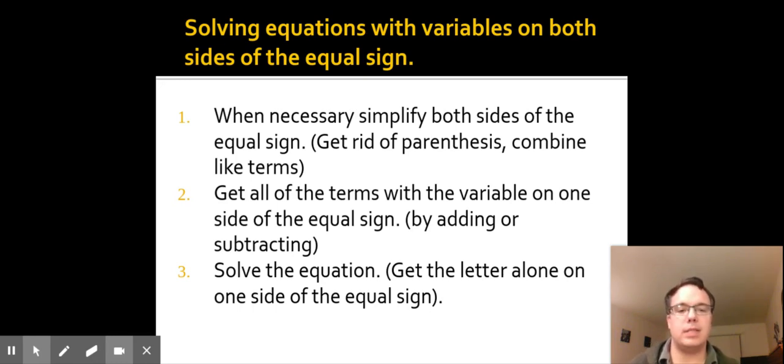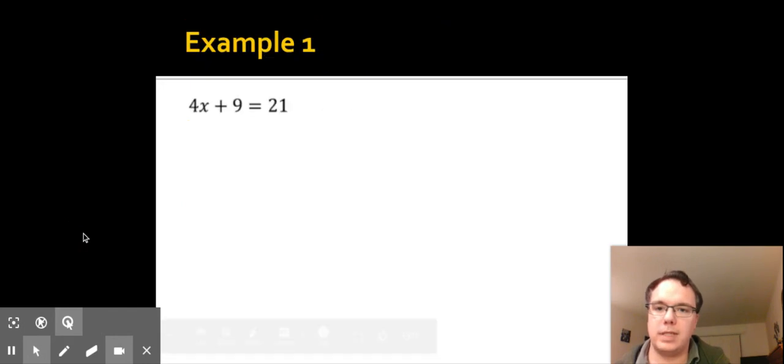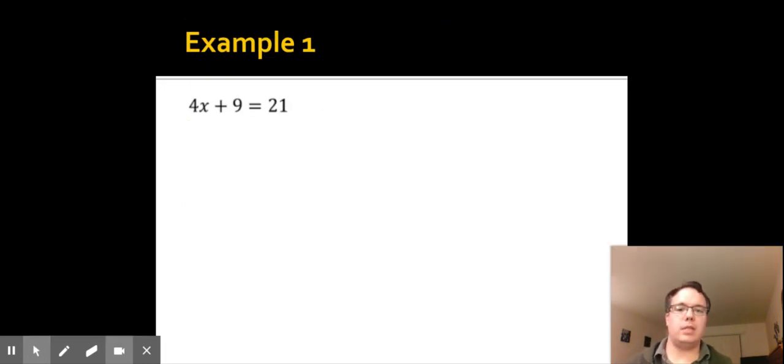So after each side of the equal sign is simplified, we're going to make sure our variable is on one side of the equal sign by moving a term with the variable if we need to by adding or subtracting. And then once our variable's on one side, we can solve the equation, which means getting our variable alone, and it needs to be positive, and it needs to be equal to a value that makes the equation true.